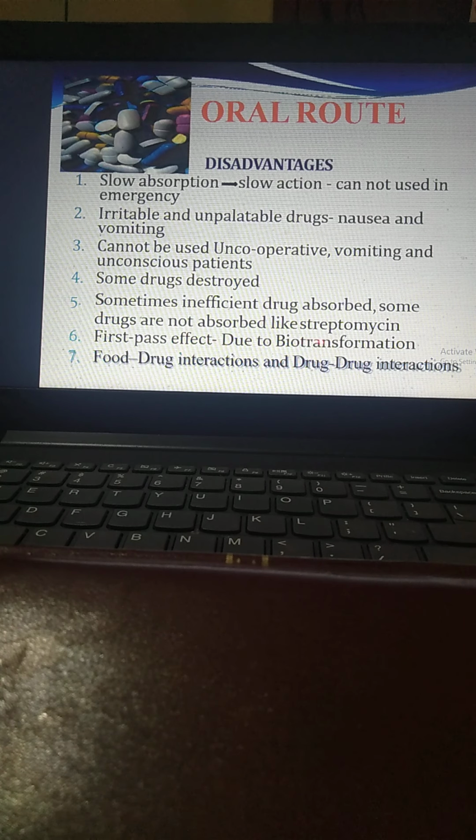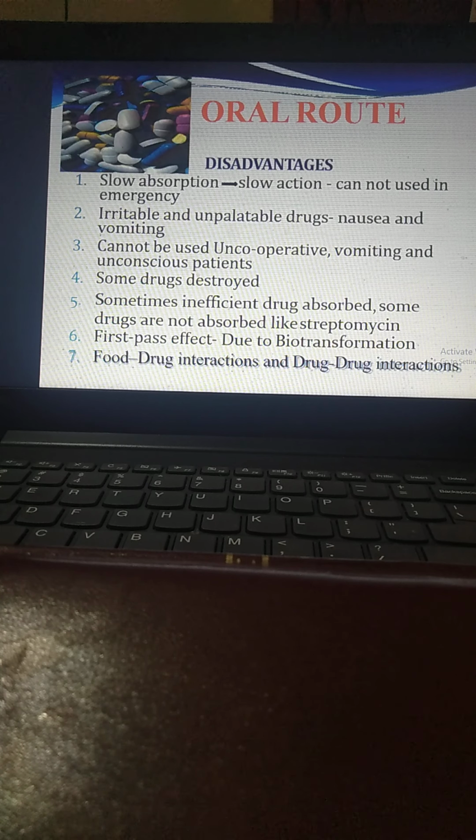First pass effect is due to biotransformation. Once we give the drug orally, there is biotransformation before it reaches the systemic compartment. From the GIT, it goes through the hepatobiliary system to the liver, where it will be detoxified or biotransformed. There is the cytochrome CYP450. So food-drug interaction and drug-drug interaction occur with the oral route. So the bioavailability is anyhow less.